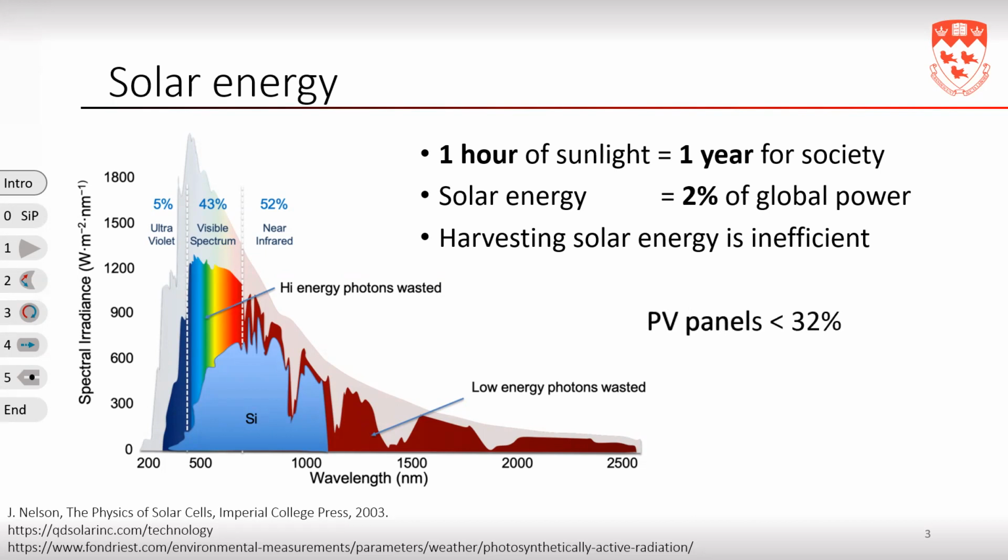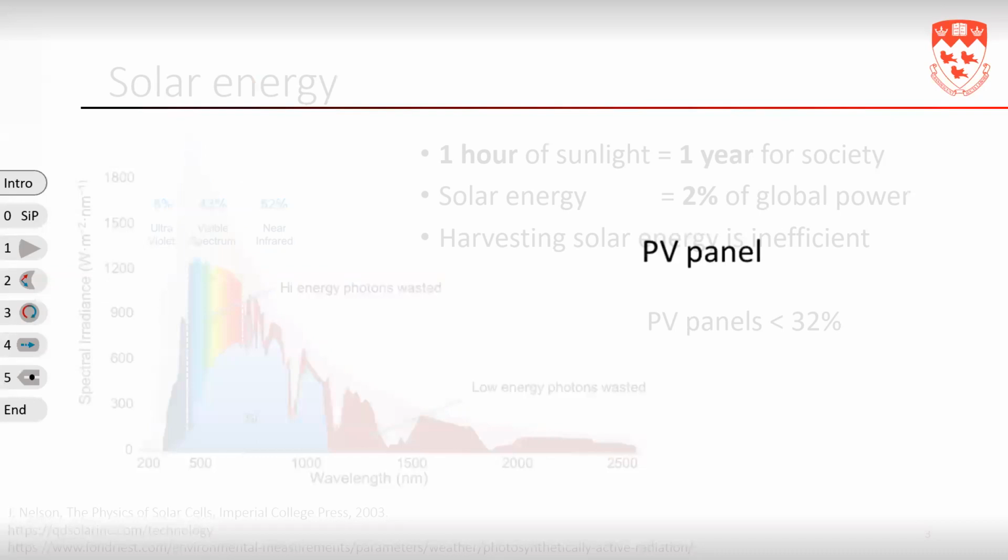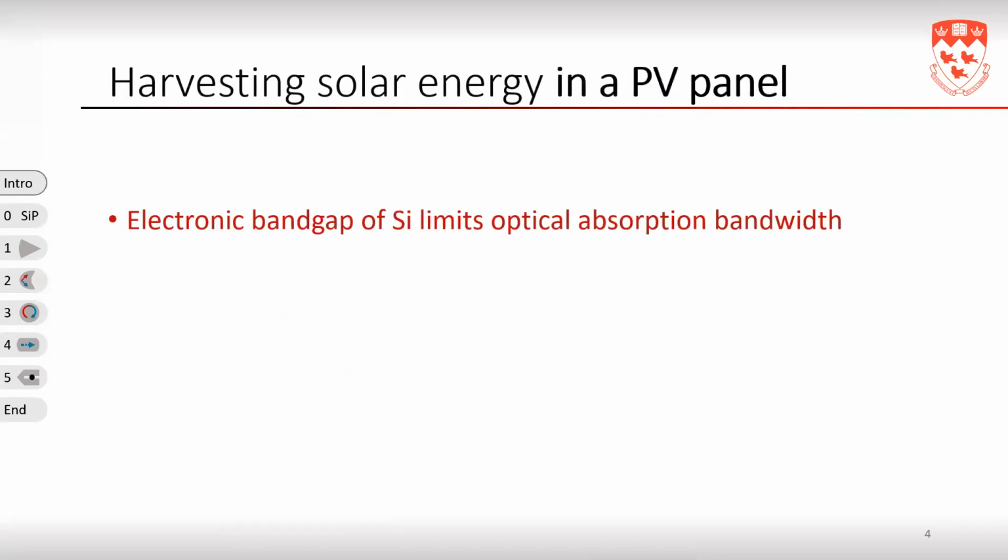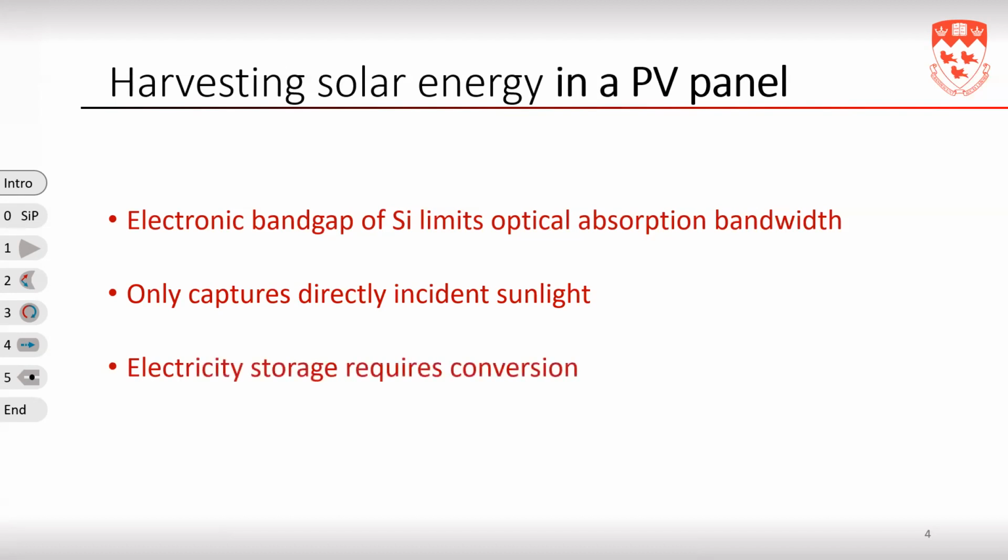The reason for that is that the electronic band gap of silicon limits the optical absorption bandwidth of the photovoltaic panel. On top of that, solar panels only capture directly incident sunlight, and so they can't use ambient light or light from other directions. And finally, electricity storage methods require conversion. So even after sunlight is converted to electricity, the electricity then needs to be converted to potential energy in dams or chemical energy in batteries, because electrons, being fermions, repel each other and therefore can't be stored.